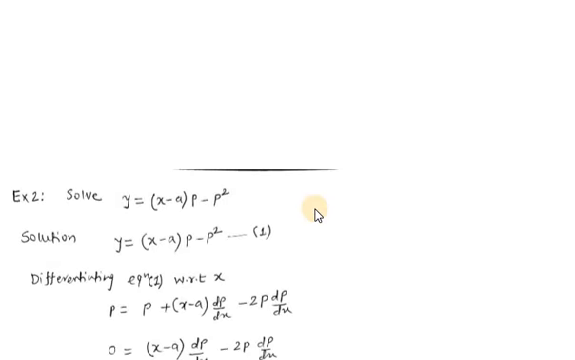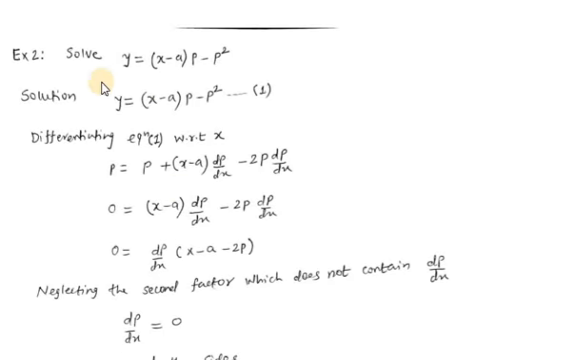Okay. Now we will see example number 2. We have to solve y equals to x minus ap minus p square. Say y equals to x minus ap minus p square, that is equation number 1.